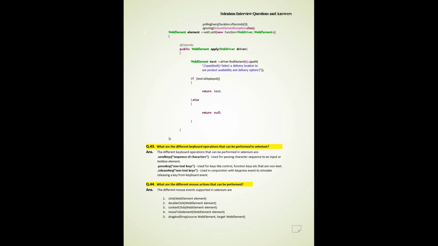Keyboard: what are the different keyboard operations that can be performed in Selenium? Send keys, press key, release keys, these are all the things. Okay, what are the different types of mouse actions that can be performed? Click, double click, move to element, context click, drag and drop. Okay, how is it done? It is like dot perform, dot build, dot perform. That is also something they'll be asking.